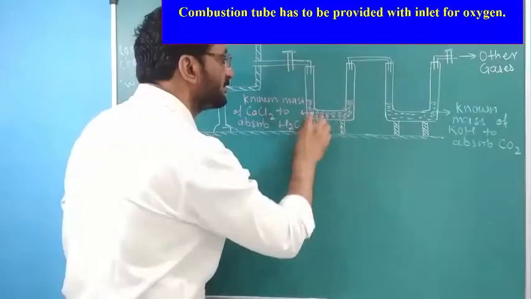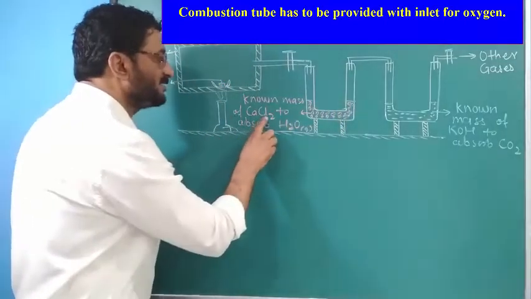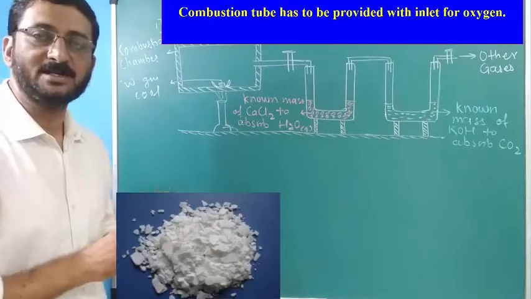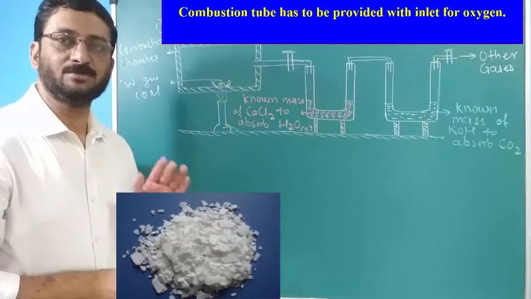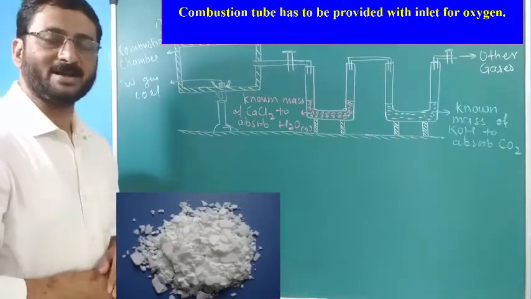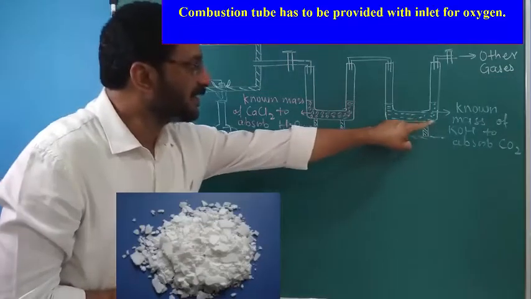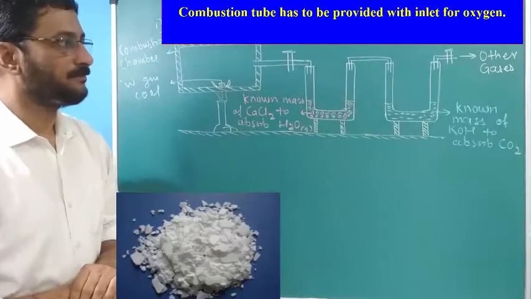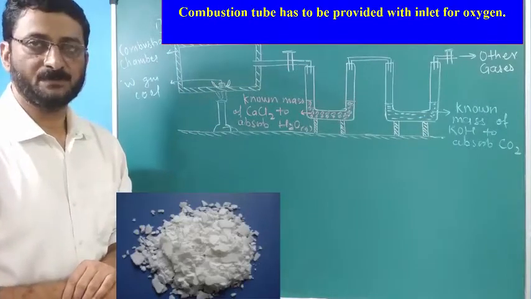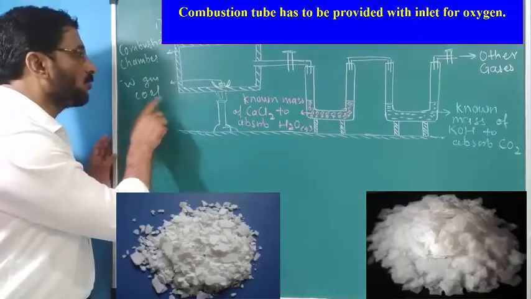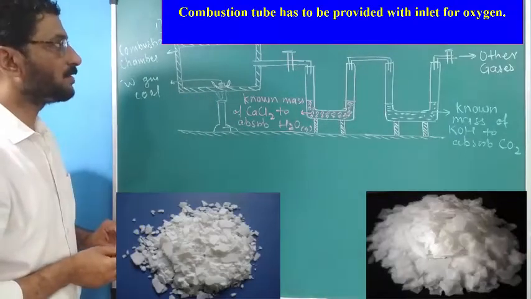In the first U tube we have taken CaCl2. Just see, we have kept anhydrous CaCl2, calcium chloride, or one may take magnesium perchlorate. This is the second U tube. In that we have kept a known mass of KOH. Fine. Now go to the experiment. W gram of coal is heated. What will happen?